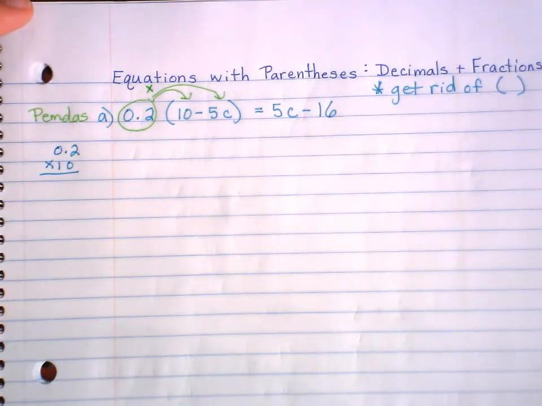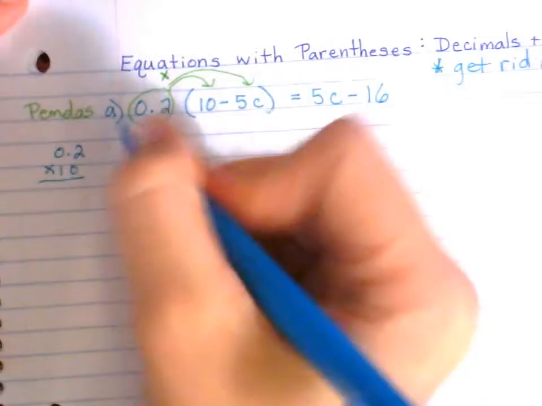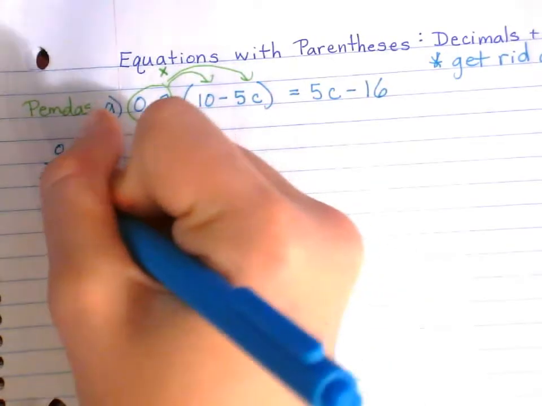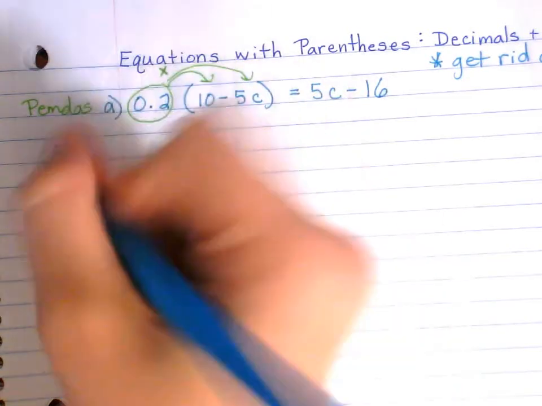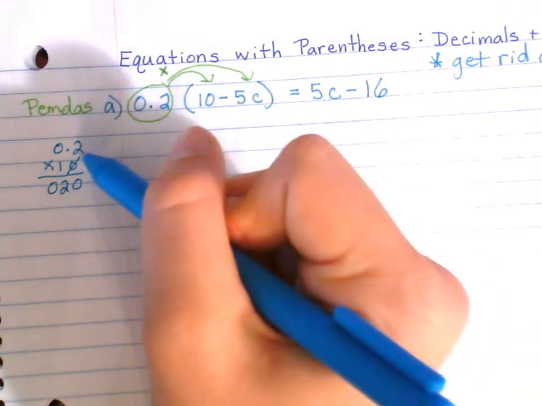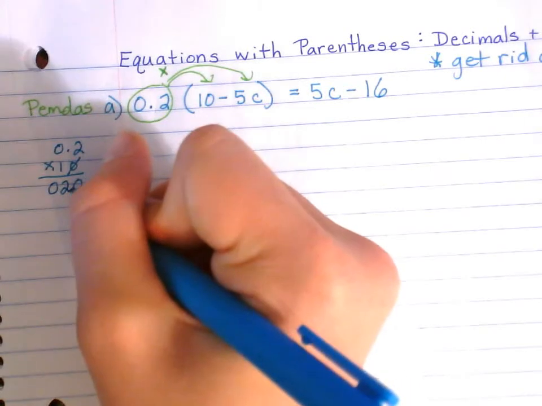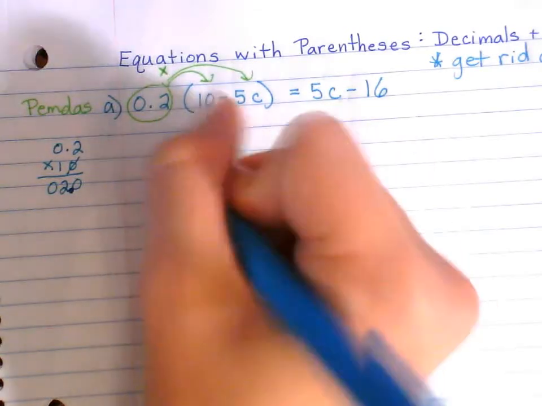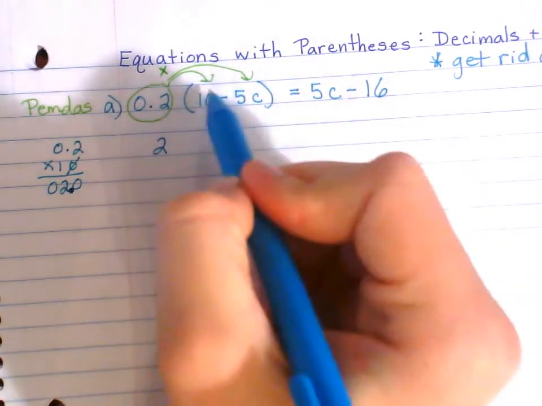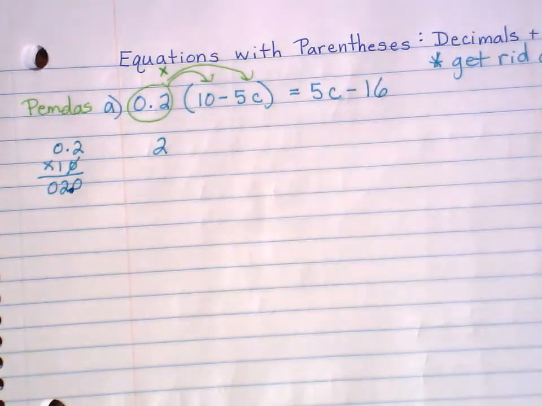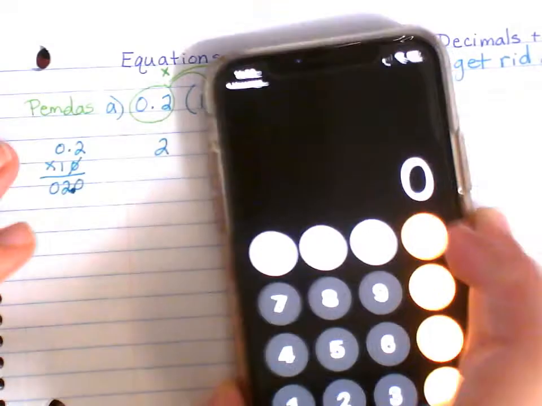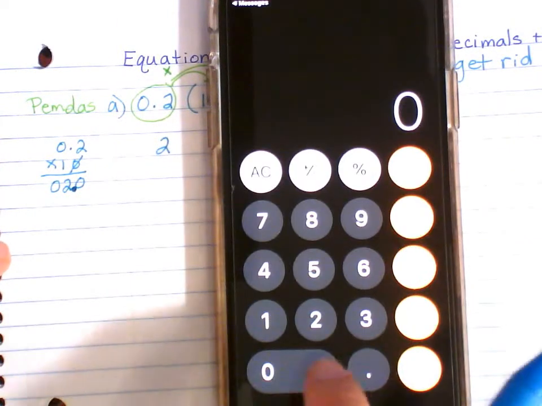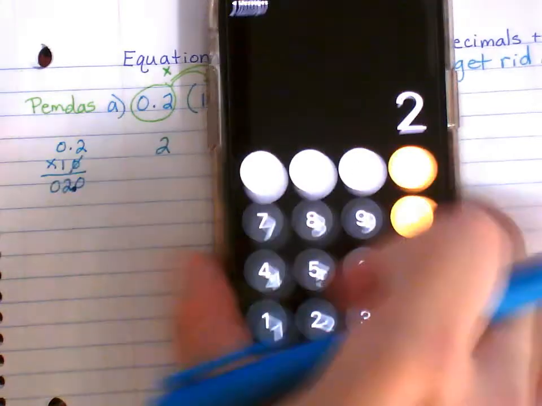Okay, let me zoom in a little bit now. So cross out the 0 and bring down the 0. So 2 times 1 is 2. 0 times 1 is 0. One number behind the decimal in the problem, one number behind the decimal in the answer. So the answer is just 2.0, which is the same as 2. So 0.2 times 10 is 2. And you can always check it in a calculator. I'll do that right now. So 0.2 times 10 is 2.